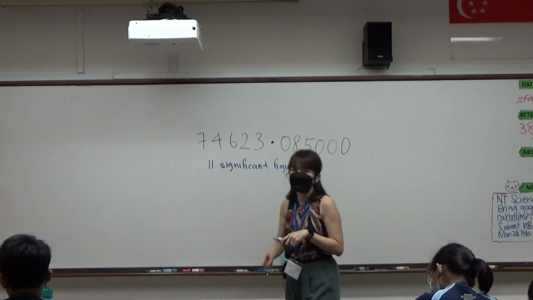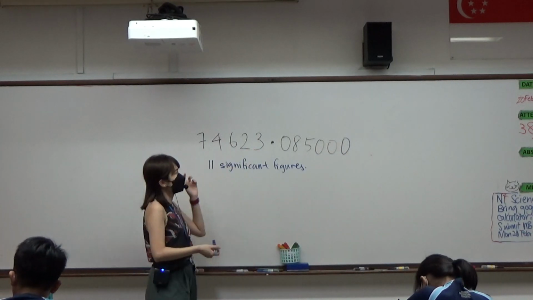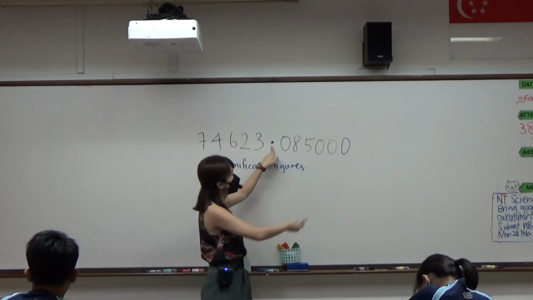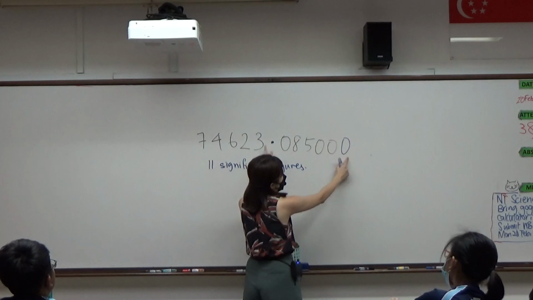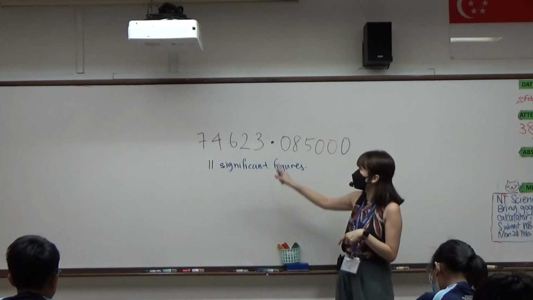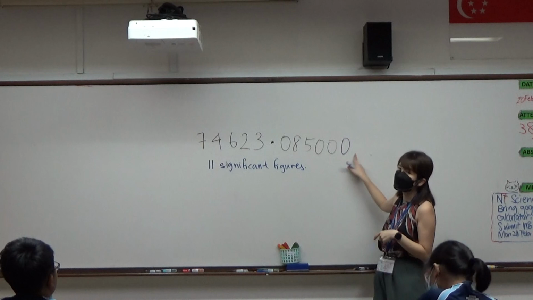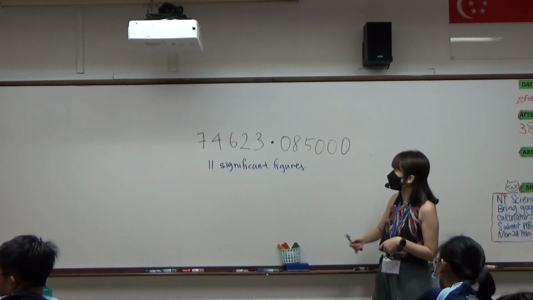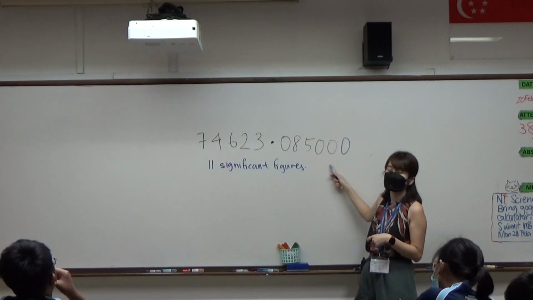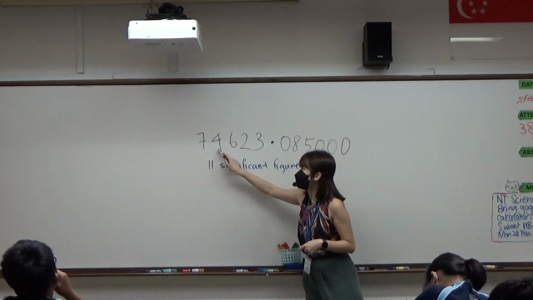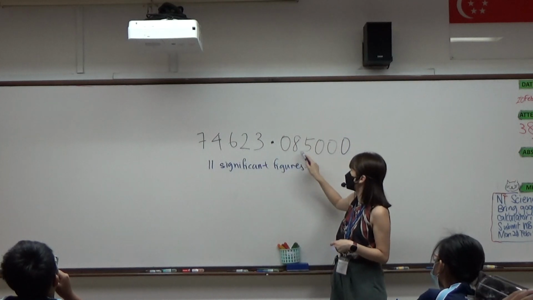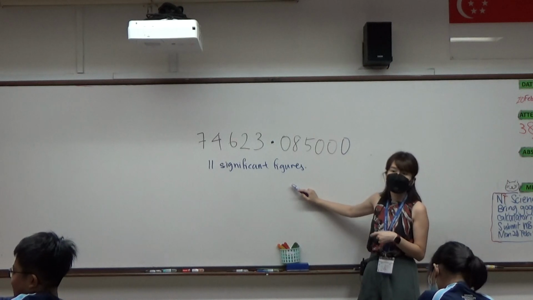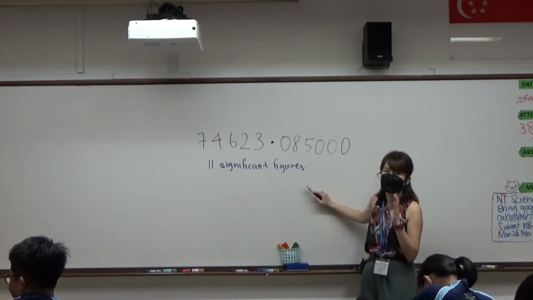So recall that for decimals, I intentionally put zeros at the back, which means they are actually important. So therefore, these zeros we must count. So there should actually be 1, 2, 3, 4, 5, 6, 7, 8, 9, 10, 11 significant figures as well. There should actually be 11 significant figures.